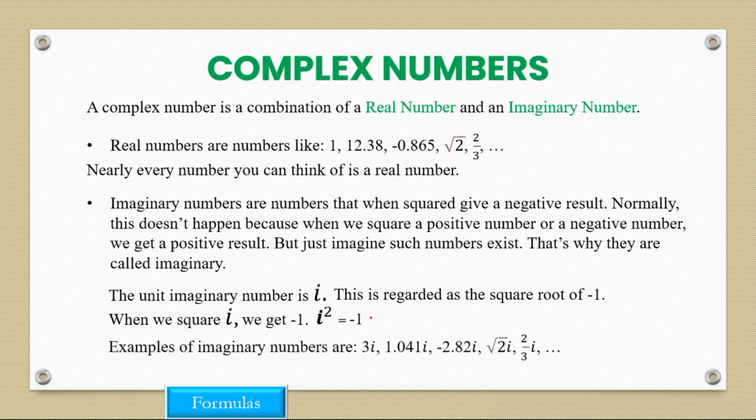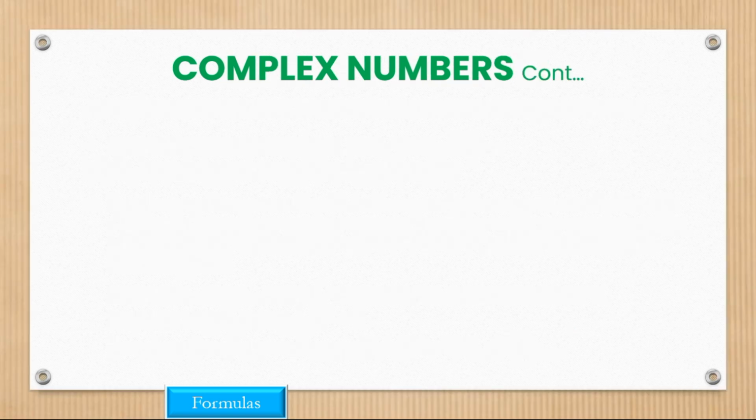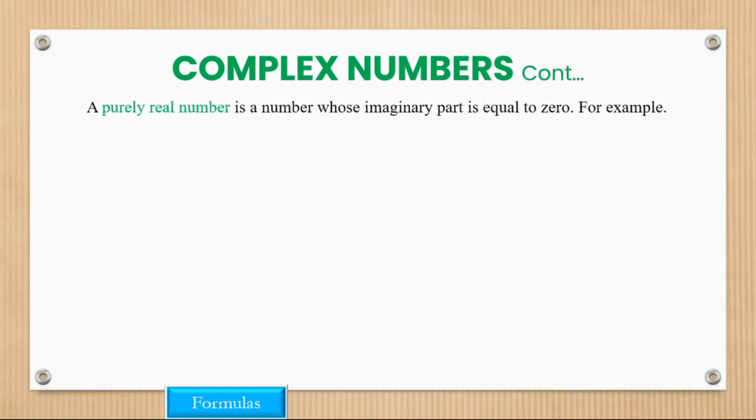Examples of imaginary numbers are numbers like 3i, 1.04i, negative 2.82i, root 2 i, 2 over 3 i. Observe how there is an i at the end of each number. That's how we state imaginary numbers. Alright, so let's continue with that. A purely real number is a number whose imaginary part is equal to 0.